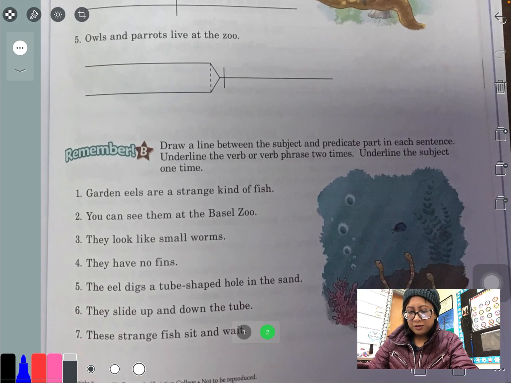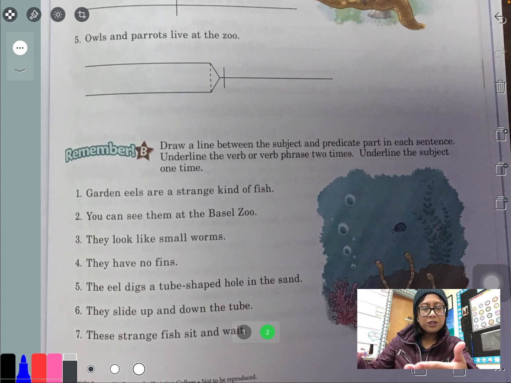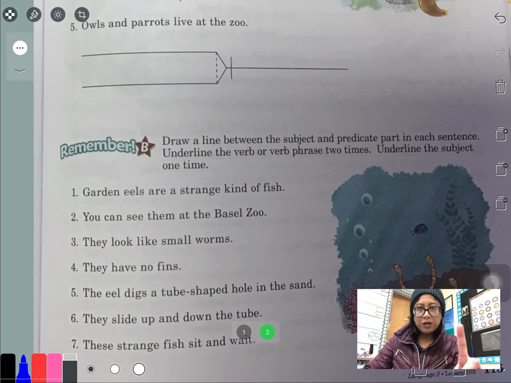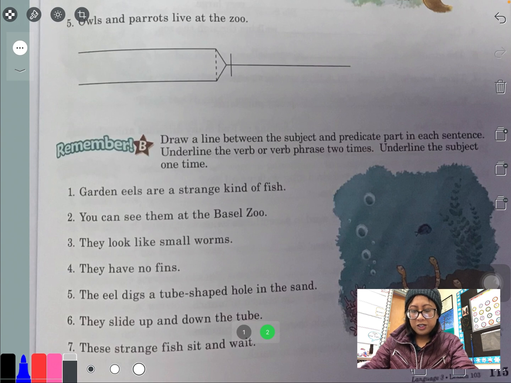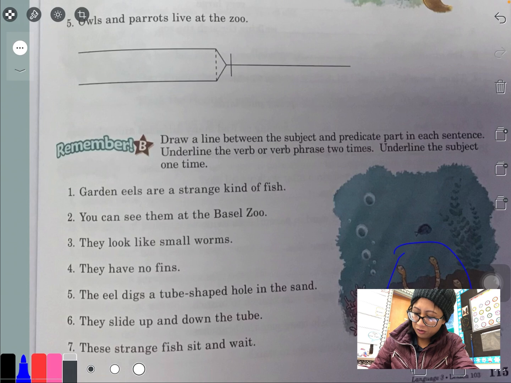Remember B. Same idea. We're going to look for the verb first, underline it twice. Then we're going to look for the subject, meaning the people or the things doing the action, and underline it 1 time. Garden eels are a strange kind of fish. Oh, I guess these are garden eels. Ooh, I should look at a real picture of this.